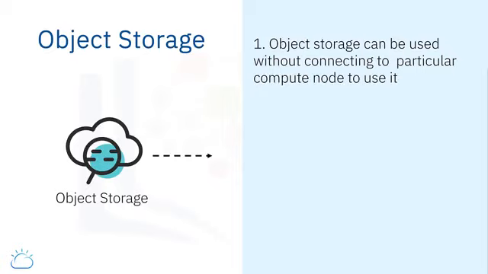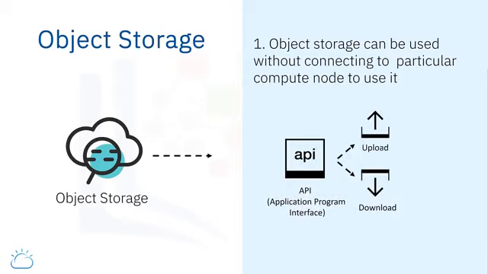Instead, you provision an object storage service instance and use an API, or Application Program Interface, to upload, download, and manage your data. This means you can directly use object storage with anything that you can call an API, and you don't need an underlying compute node.